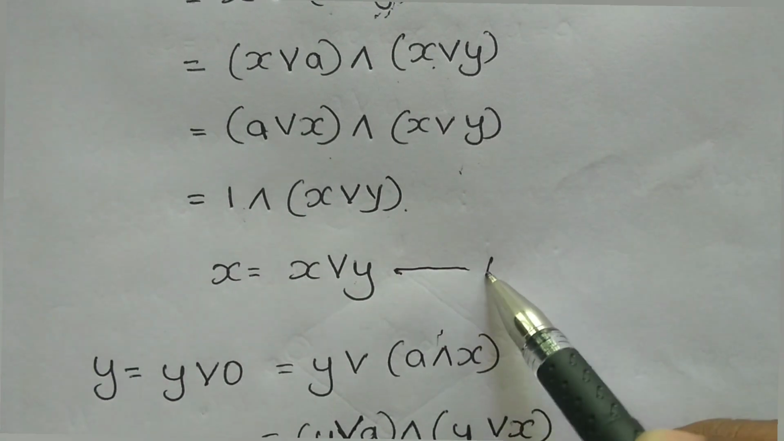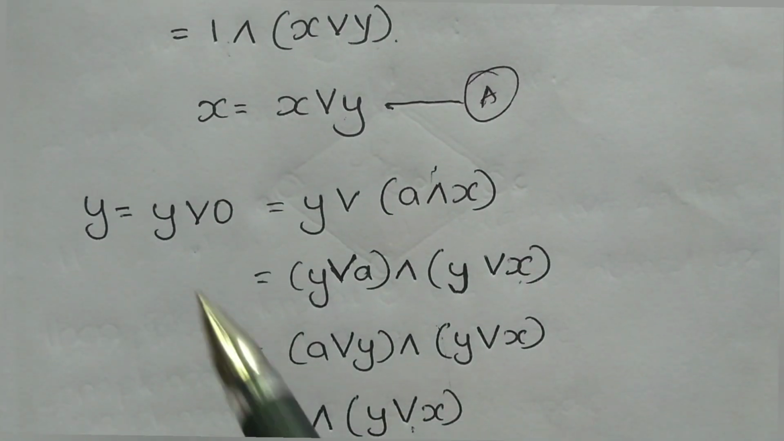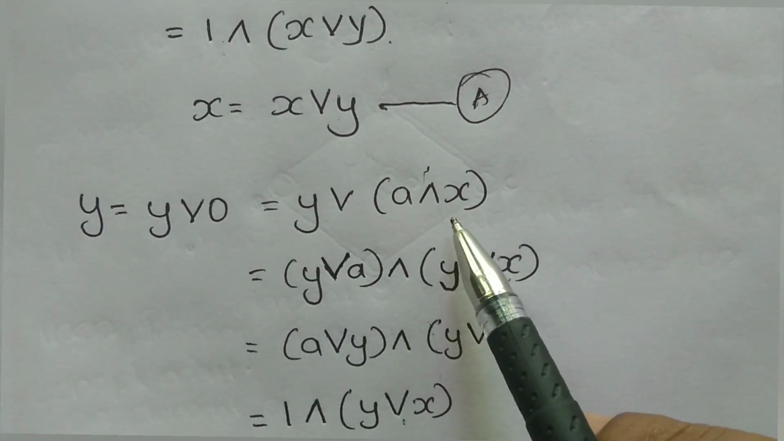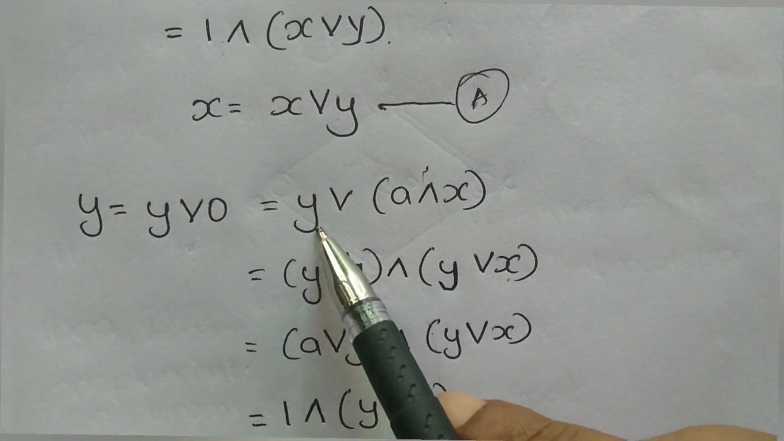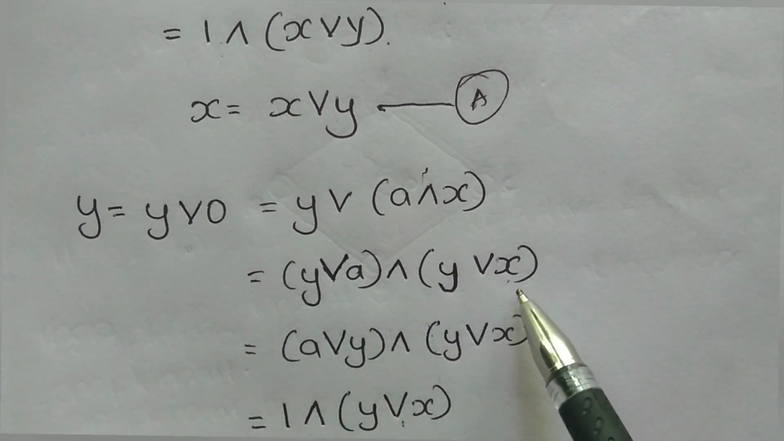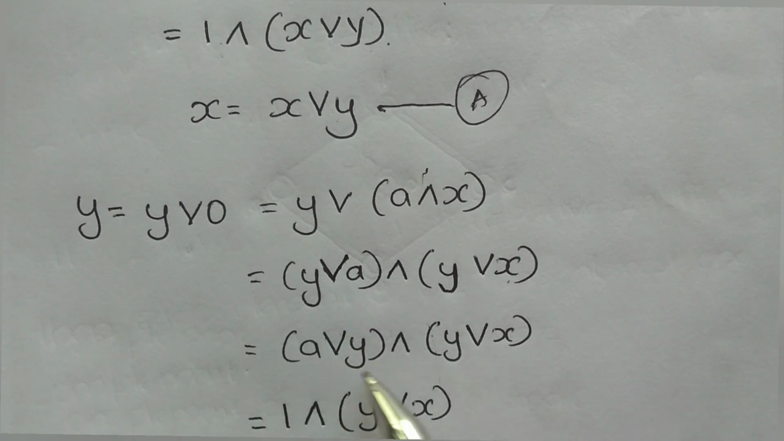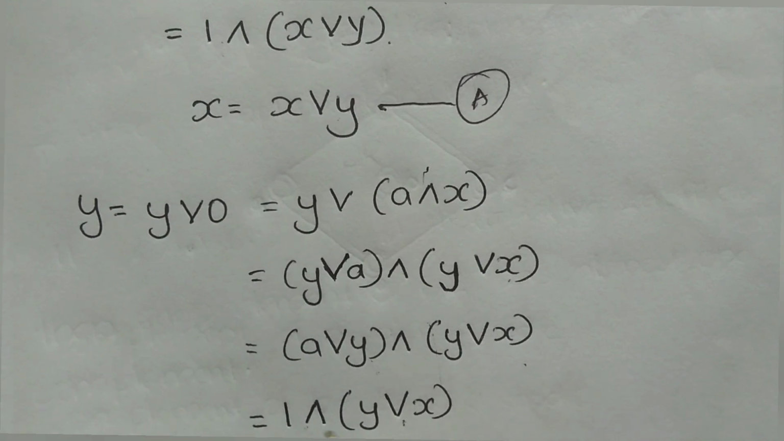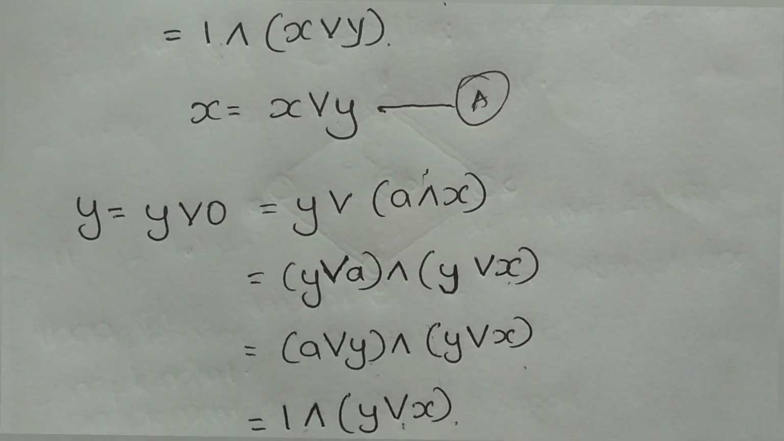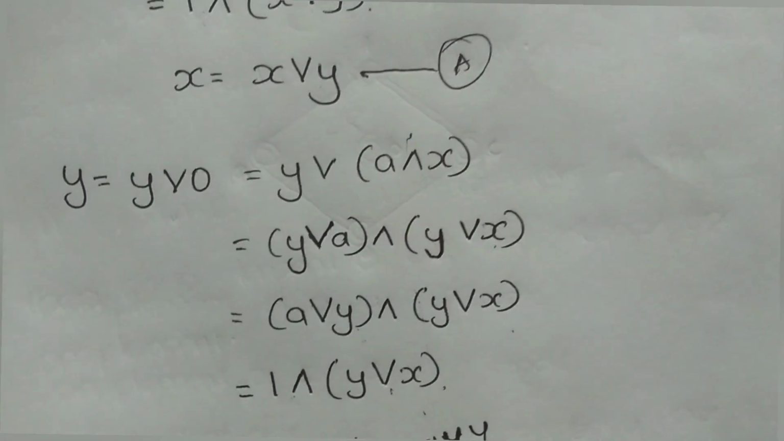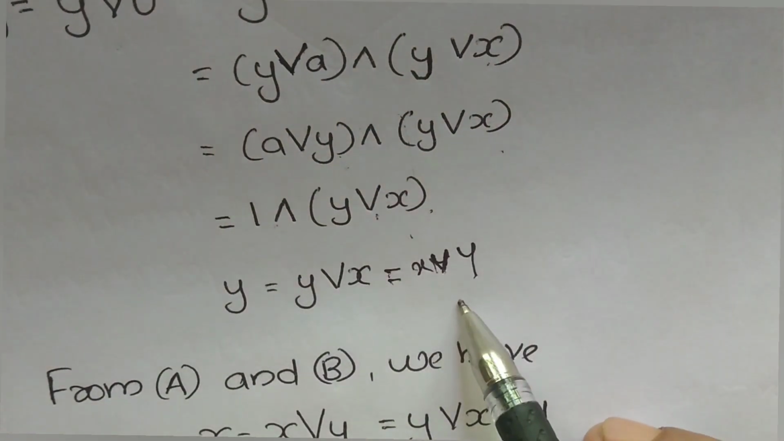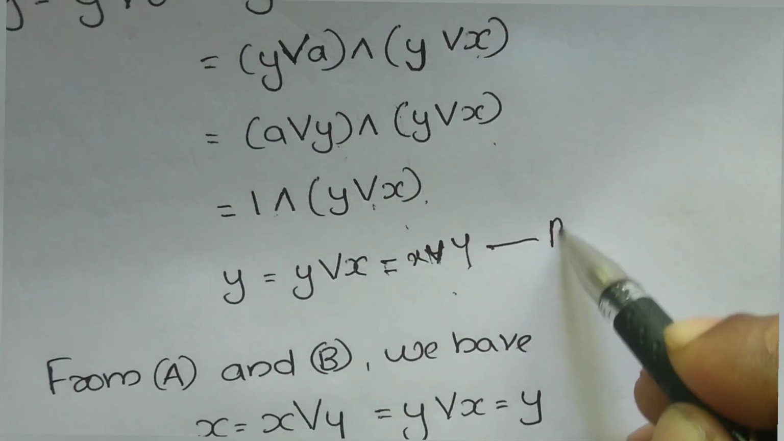Take this as equation number A. Now, the similar idea: Y can be written as Y or 0. We can replace this 0 by A and X. Now we can apply the distributive condition: Y or A and Y or X. Y or A can be written as A or Y, and Y or X. A or Y is equal to 1 by the definition. So GLB of 1 and Y or X is equal to Y or X only. Therefore Y is equal to Y or X. By the commutative condition, Y or X can be written as X or Y. So this is equation number B.